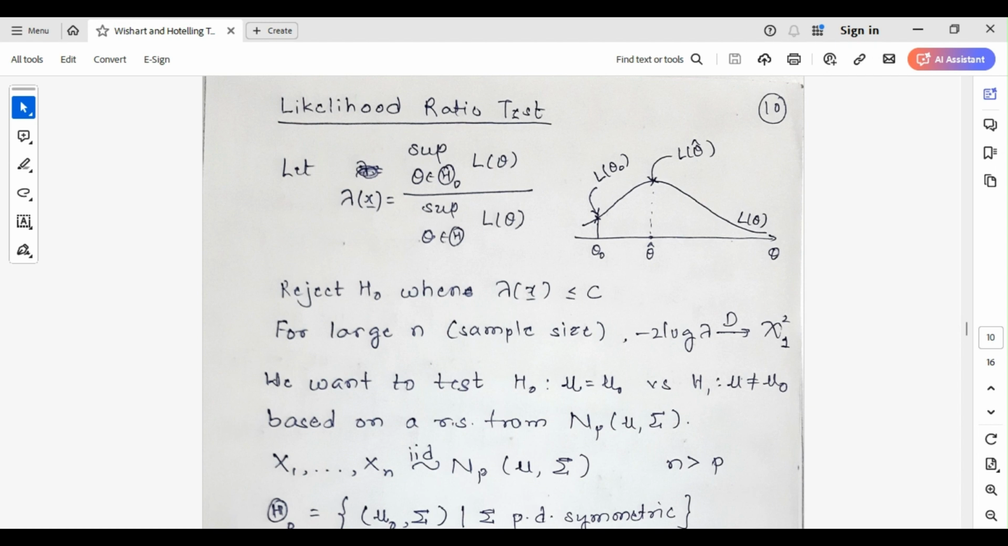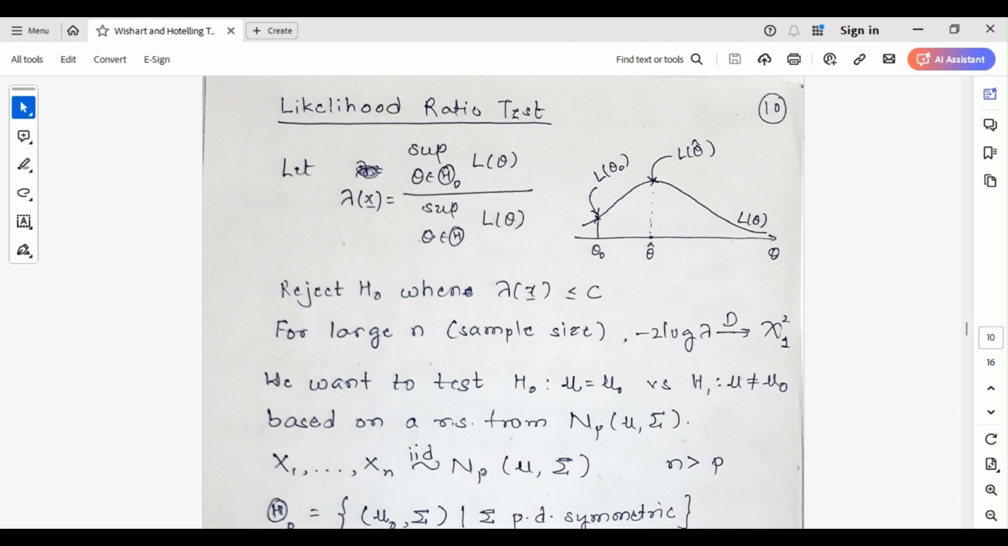So as the name suggests, likelihood ratio test involves ratio of values of likelihood function. Now not any value but the maximum possible value of likelihood function under the null hypothesis and maximum possible value of the likelihood function under all possible parameter space, entire parameter space. So this diagram gives us an easier way to understand the likelihood ratio test.